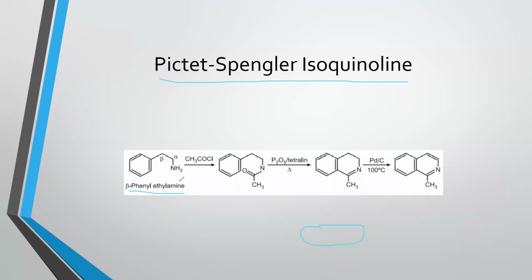So when beta phenyl ethylamine reacts with acetyl chloride, this compound is known as acetyl chloride, in presence of P2O5, and also in presence of Pd. This reaction has 3 steps. First one is with the CH3COCl. In the second step, we add P2O5, and in the third step, we add palladium. All these three reagents are very important. And then it finally gives me an isoquinoline.